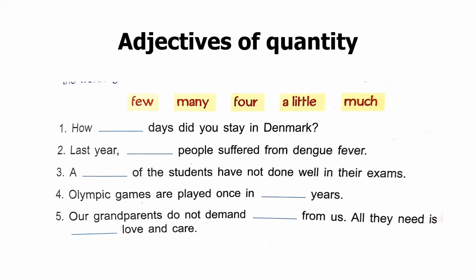In sentence number 3, a few of the students, we can count the students. Number 4, Olympic Games are played once in 4 years. 4 is definitely countable. Years are also countable. Our grandparents do not demand much from us. All they need is love and care. Love and care are uncountable, so we use much here.